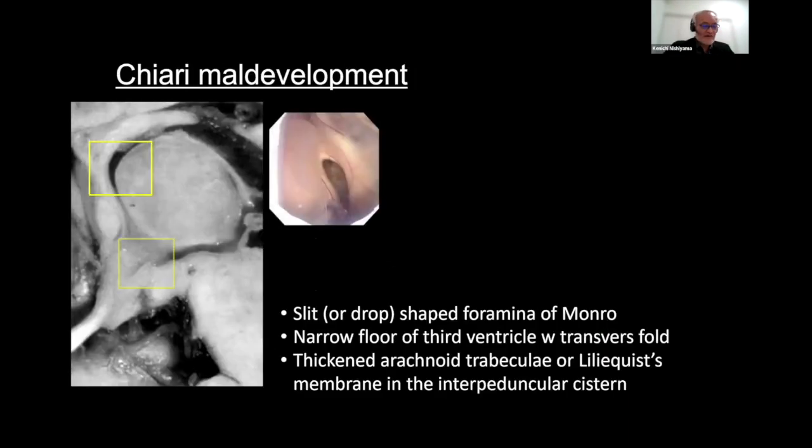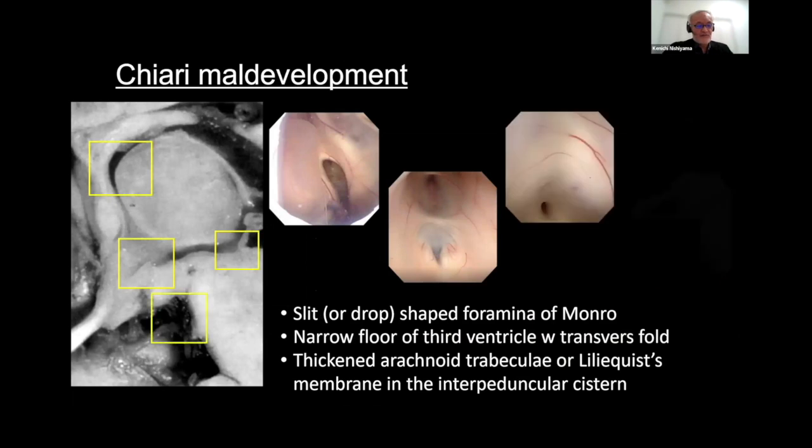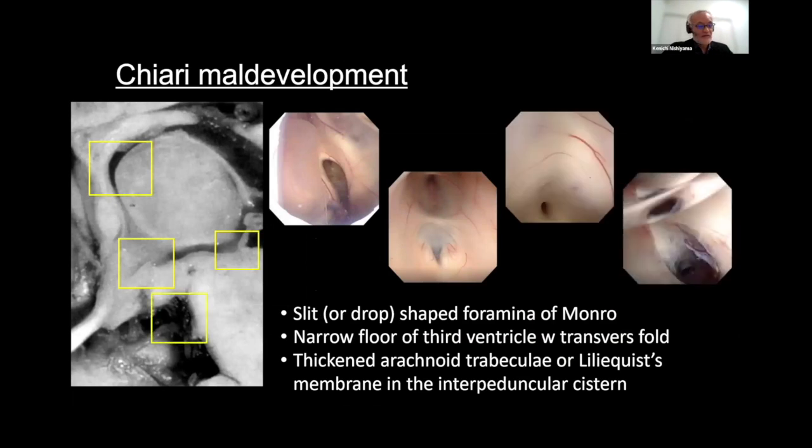For pediatric neurosurgeons, Chiari is sometimes an indication for shunt removal, but its success rate is not so high. One of the reasons could be the complicated anatomical structure like this. For example, the slit or drop-shaped foramen of Monro disturbs inserting the endoscope into the third ventricle, or there is a very narrow floor of the third ventricle, sometimes with some transverse fold, and thickened trabecular or Liliequist's membrane in the interpeduncular cistern.